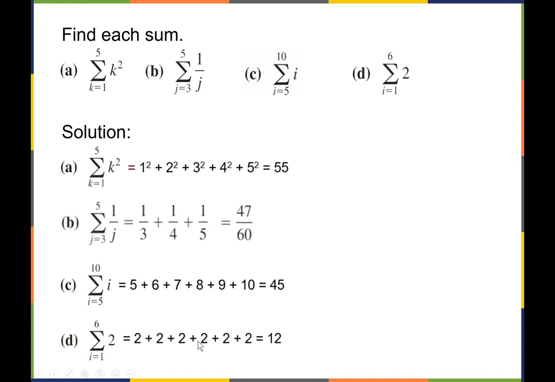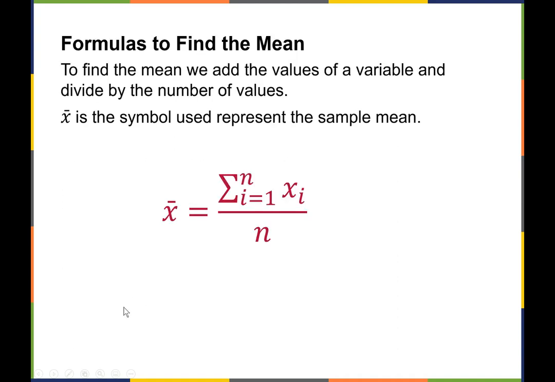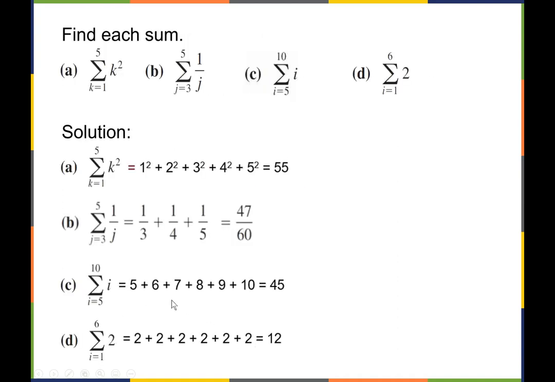So that's 1 I, 2 I, 3, 4, 5, 6. So that equals 2 plus 2 plus 2 plus 2 plus 2 plus 2, 6 times, which is 12. But since there is no index variable in here, each time the output value is just 2. All right, so that was a little bit about summation notation.